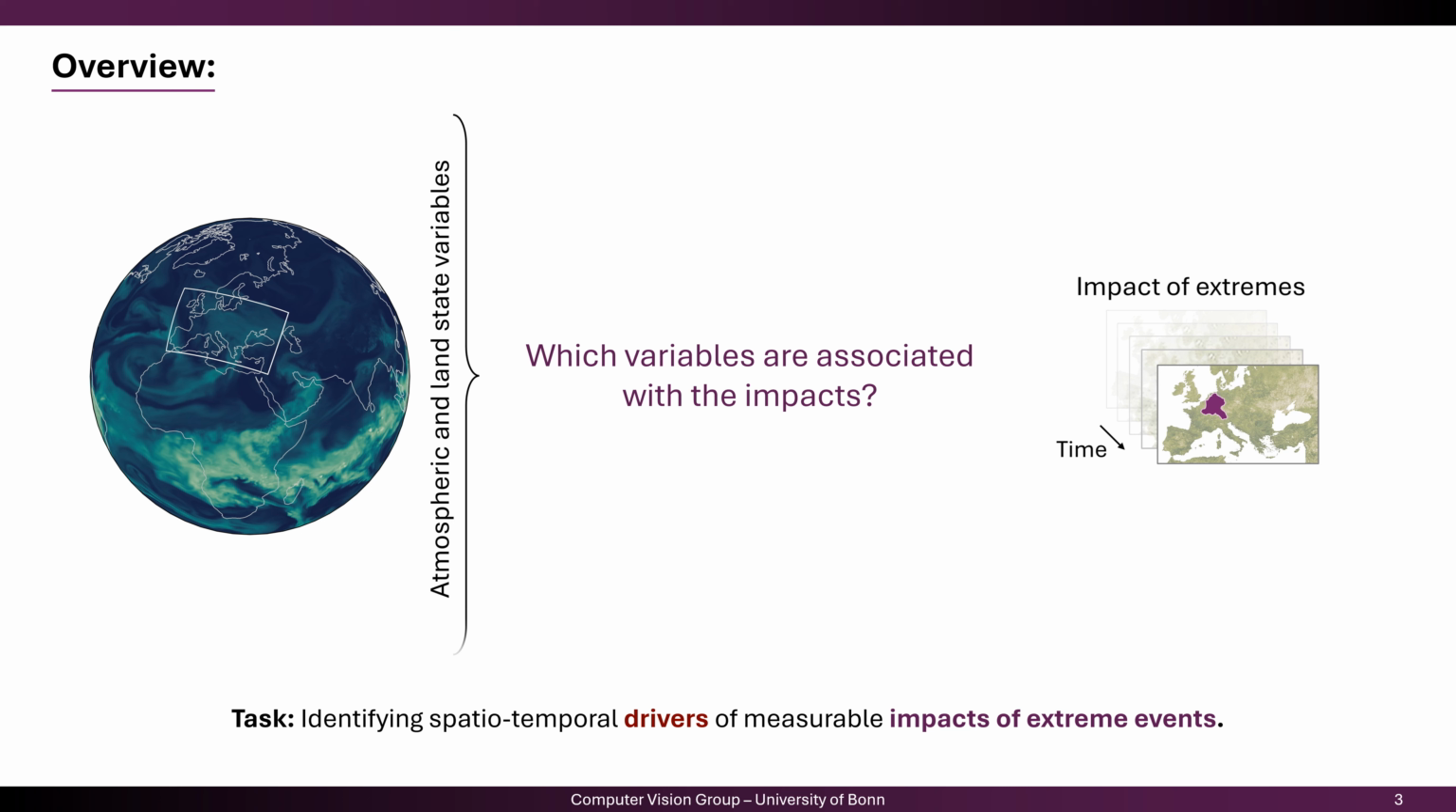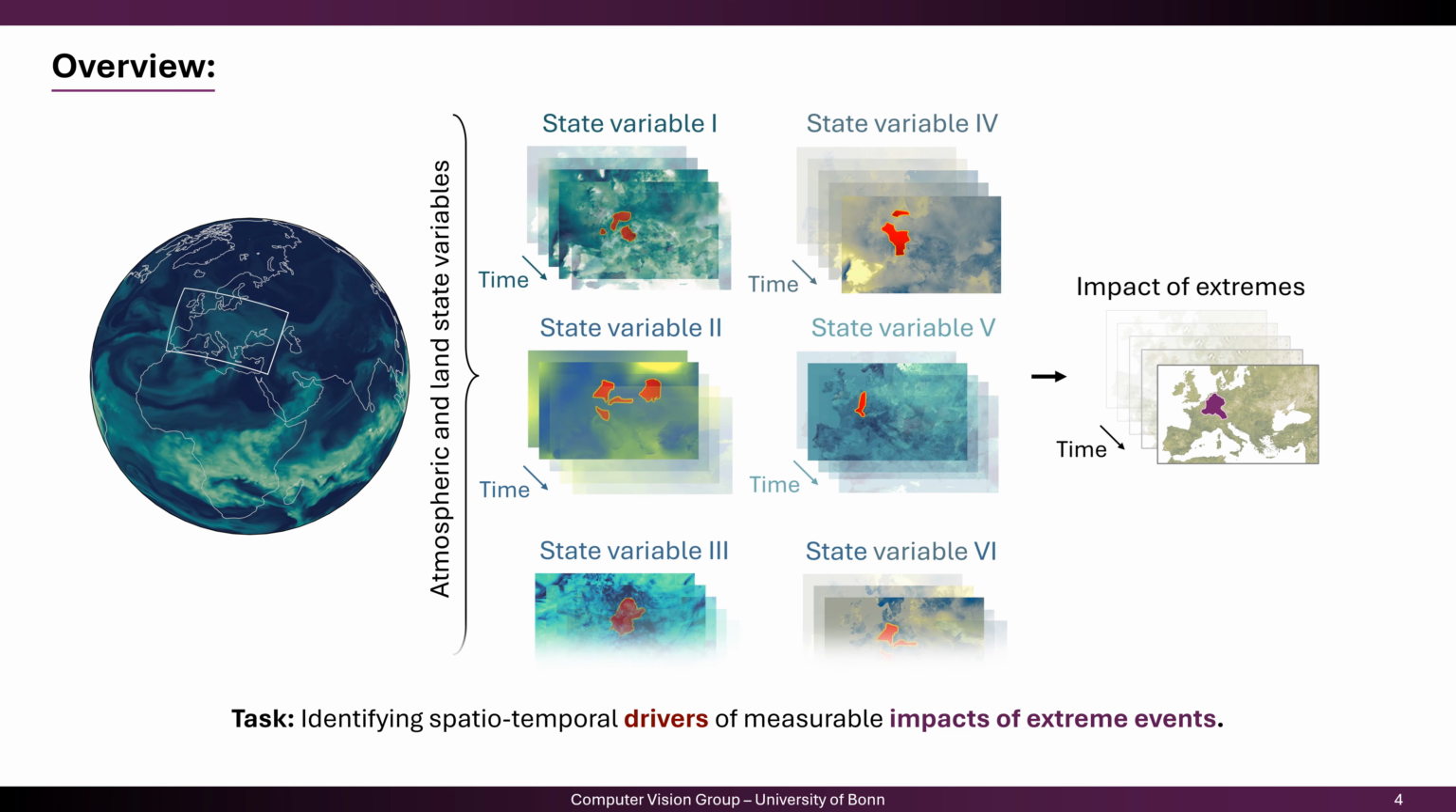The spatio-temporal relations between the impacts of extremes and their drivers in climate data are not fully understood, and there is a need of a machine learning model to identify such relations. As drivers of extremes, we consider anomalies in the land and atmospheric state variables. The task, however, is very challenging, since these drivers can occur at different time and location than the impacts.